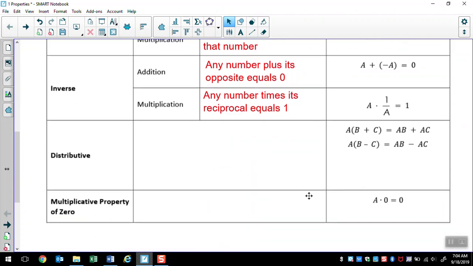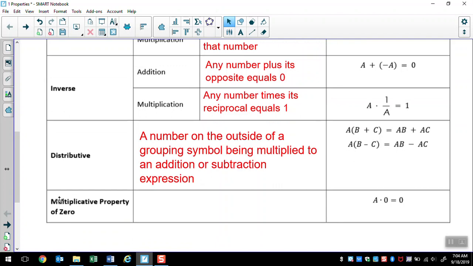And then we have our distributive property. A distributive property is a number on the outside of a grouping symbol being multiplied to an addition or subtraction expression inside that grouping symbol. Right? And distributing just means that we're handing something out. So I'm going to take the A, I'm going to give it to the B, I'm going to take my A, I'm going to give it to the C. Here I took my A, I gave it to the B, I took my A, and I give it to the C.